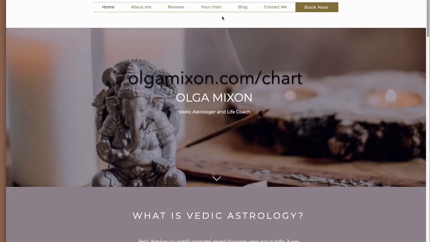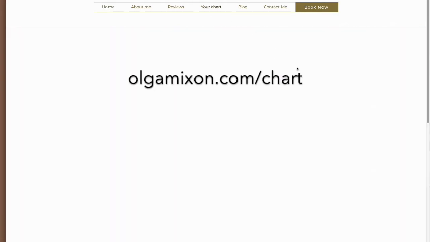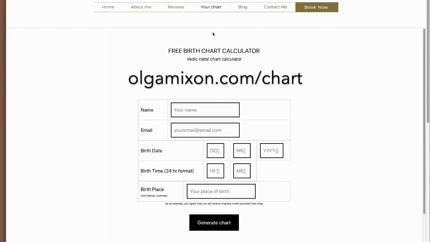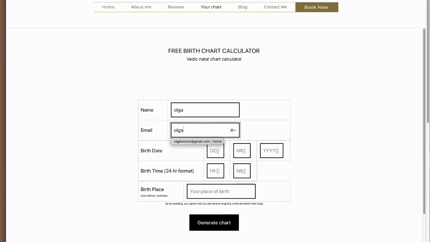Let's read a birth chart for the current time, for somebody who is born right this minute, right this second. On my site, you can go to olgamixon.com/chart and enter your name and email address. I'm filming it on August 20th, 2022, and it is 13:07 right now. I'm in Aptos, and we'll give it a second to generate the chart.